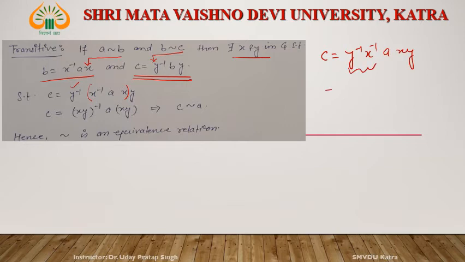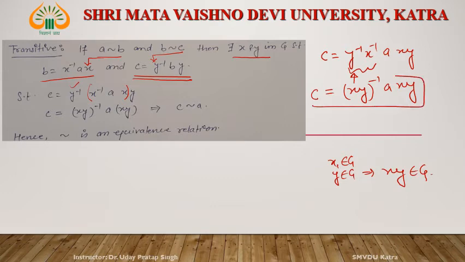This Y inverse X inverse can be written as XY whole inverse AXY, right? By the reversal rule, XY whole inverse is equal to Y inverse X inverse. What is X? X is in G. What is Y? Y is also in G. Then what is XY? Since G is a group, therefore XY is in G. Then this relation shows that A is conjugate to C. Hence, this conjugacy relation is an equivalence relation.